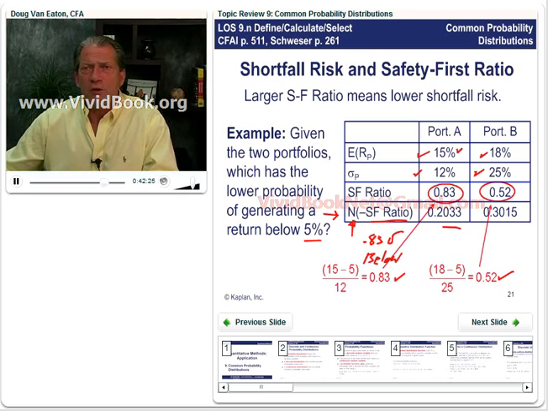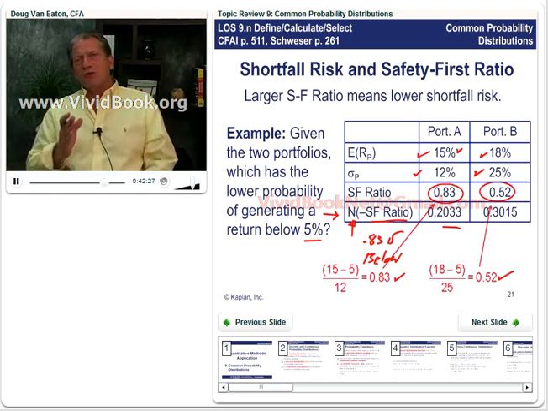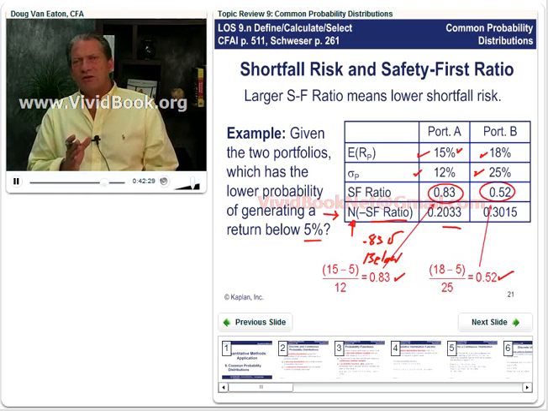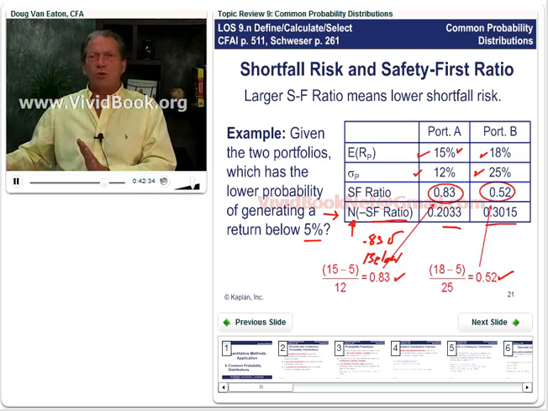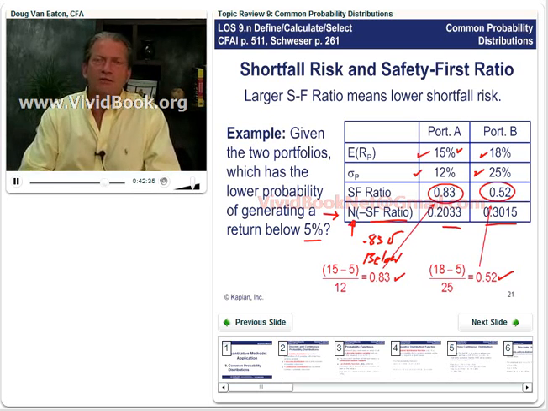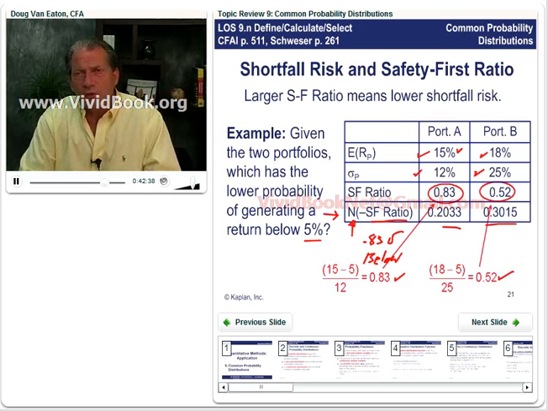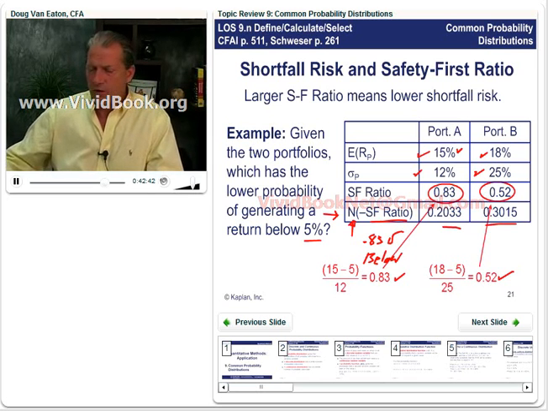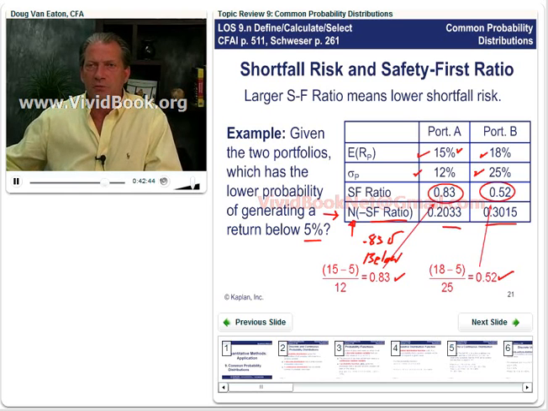With portfolio B, that 5% mark is less standard deviations below the mean. It's only 0.52. That leaves more in the tail. The probability of getting returns less than 5% with portfolio B is 30%, or 30.15 if we're going to be real precise about it.